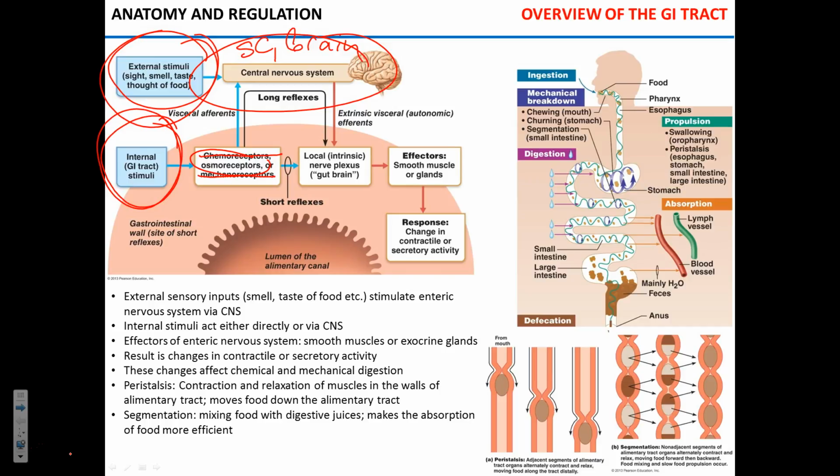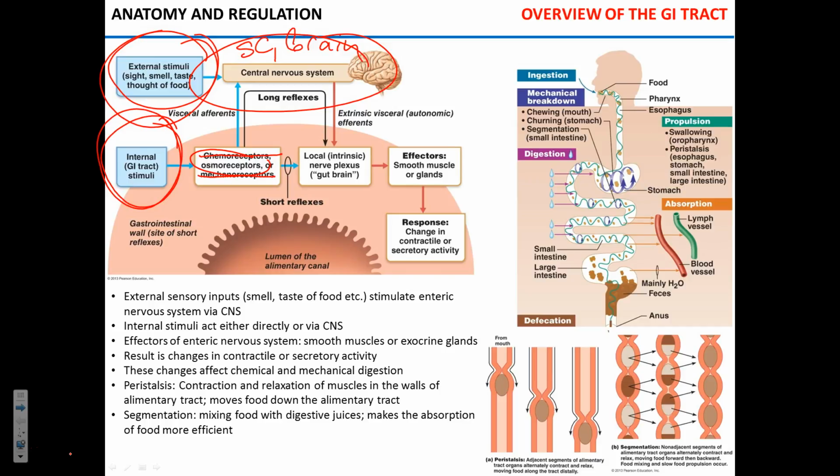Vagus. So this is vagovagal reflex. The stretch of internal organs or chemical changes will be signaled through the vagus nerve to the brainstem, and then the brainstem will produce the response through the vagus nerve back to the internal organs. That's one of the examples of reflexes. Does that make sense?